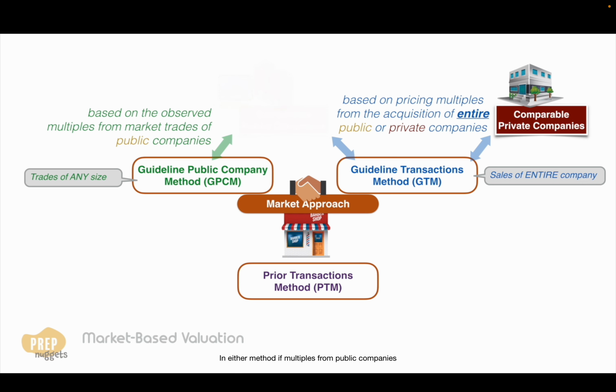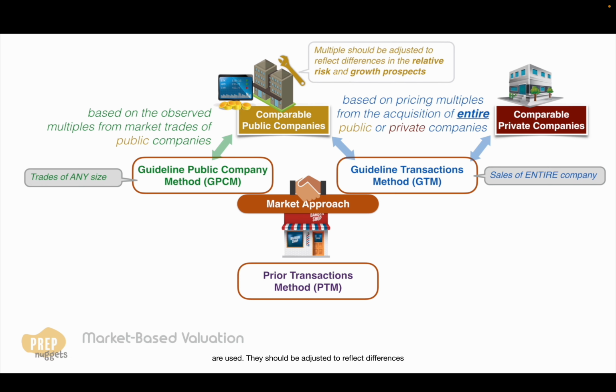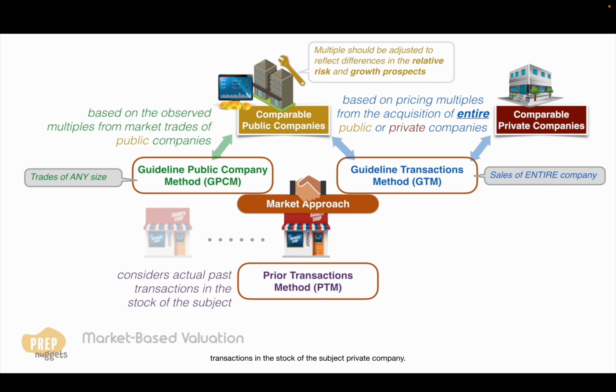In either method, if multiples from public companies are used, they should be adjusted to reflect differences in the relative risk and growth prospects against the subject private company. The prior transaction method considers actual past transactions in the stock of the subject private company. The actual price paid for shares or the pricing multiples implied by past transactions in the stock can be used for this method. Regardless of the method, multiples are used to value the private company.